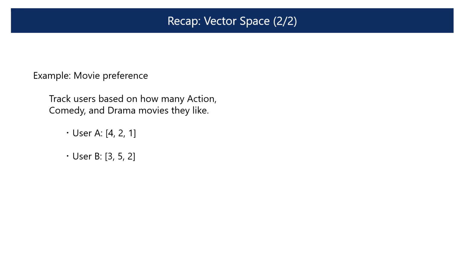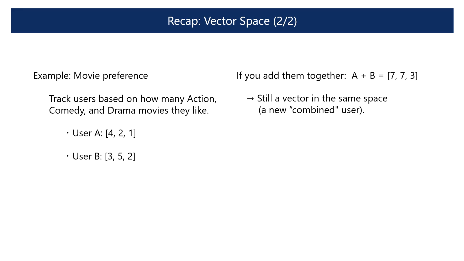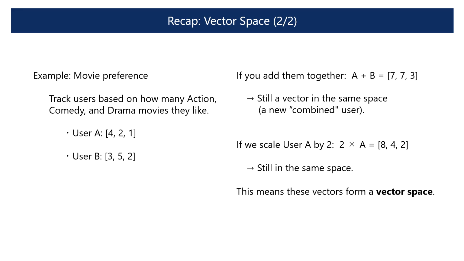Let's consider an example of a customer's movie preference. Suppose we track users based on how many action, comedy, and drama movies they like. If you add them together, A plus B is still a vector in the same space. It represents a new combined user. If we scale user A by 2, it is still in the same space. This means these vectors form a vector space.